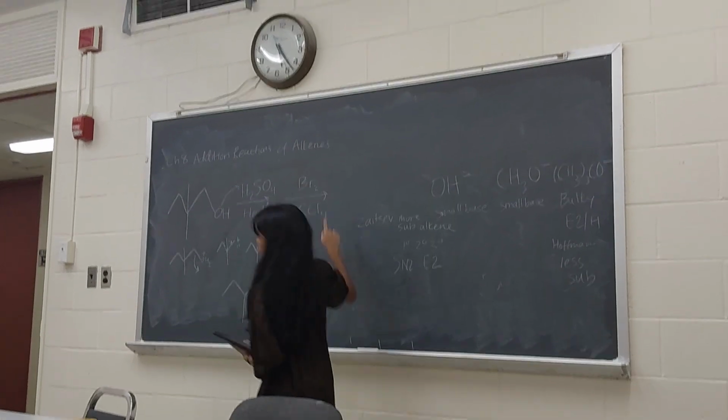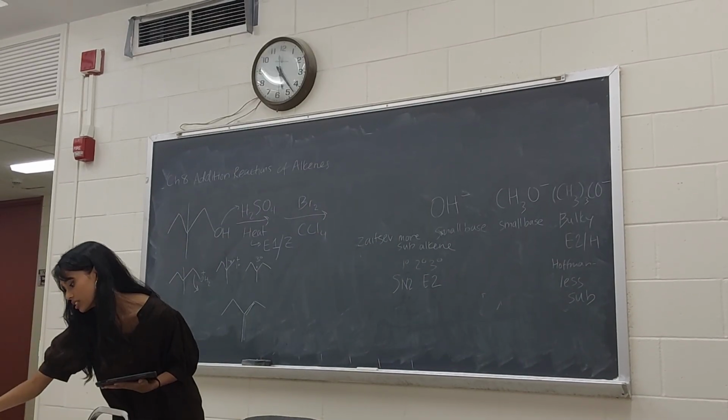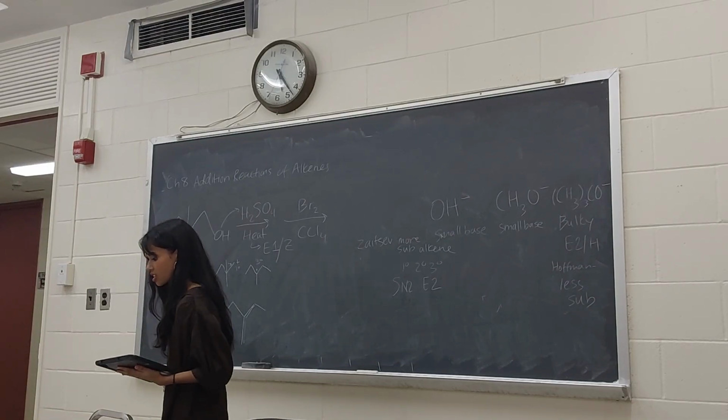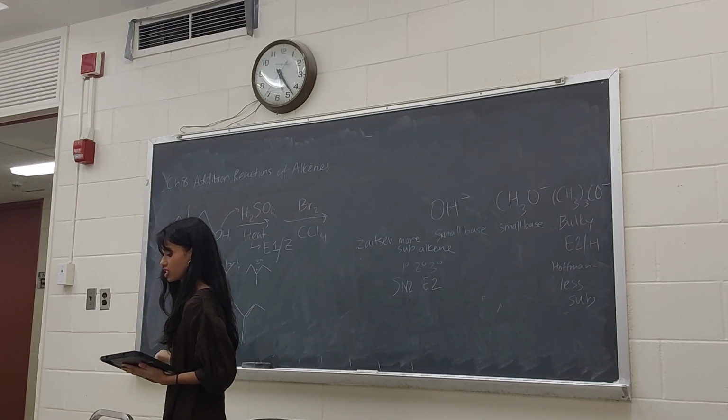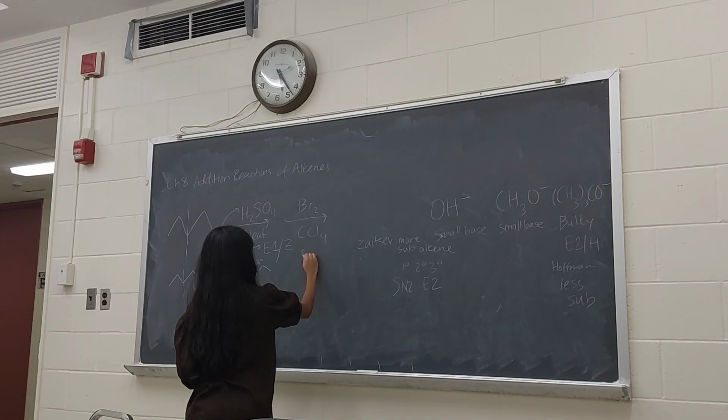And then for Br2 in CCl4. Oh, we're not done with this problem. Yeah, this has the table she's looking at. It's adding the two halogens across the double bond anti. So Br... it's starting to make sense.